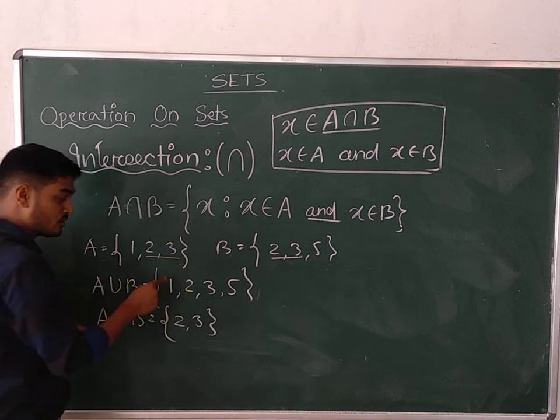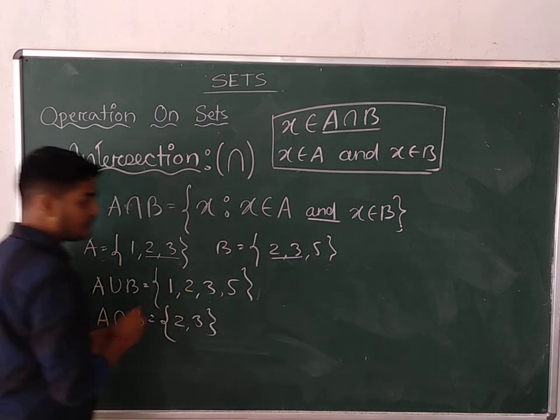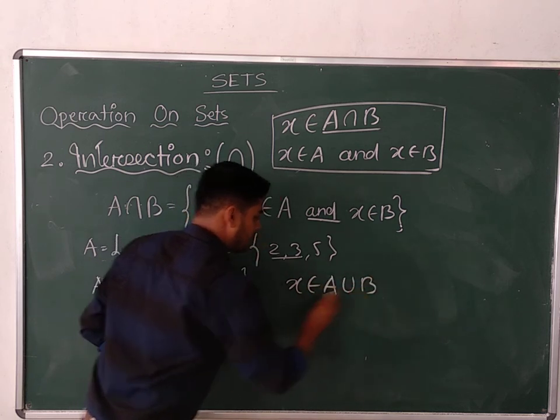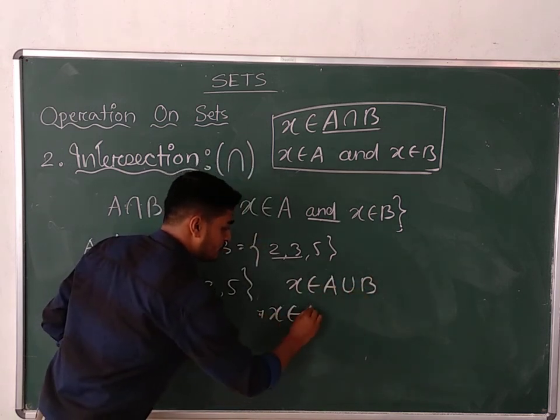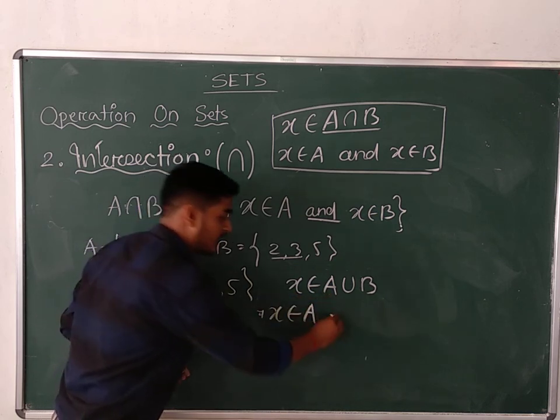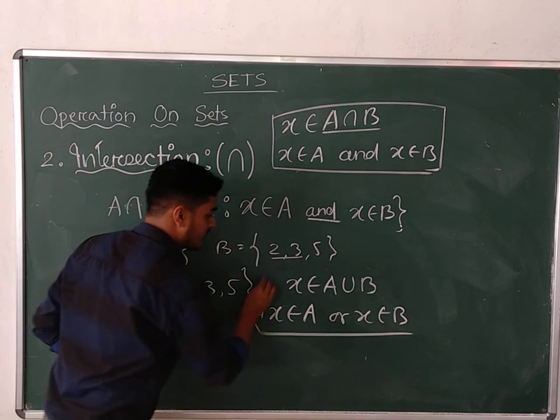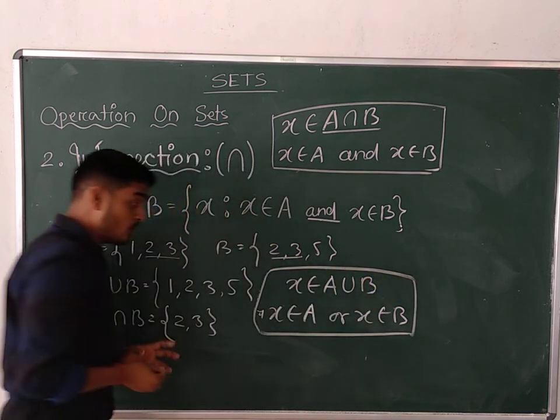2 from A and B both, 1 from A. That means we can easily say that X belongs to A union B means what? We can easily say that X belongs to A, either it will be in A or it will be in B. This is the arbitrary representation. I hope you have got my point.